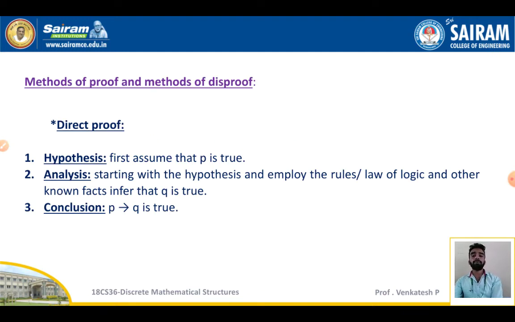The first one is direct proof. This direct proof contains mainly three steps. First one is hypothesis, second is analysis, and third one is conclusion. So in the hypothesis step, first we have to assume that the proposition P is true. And step 2 is analysis. So here, starting with the hypothesis that P is true, I'm going to employ a few rules of inference and laws of logic and other known facts to infer that Q is true. And I'm going to conclude that if P then Q is a true statement. This is called direct proof.